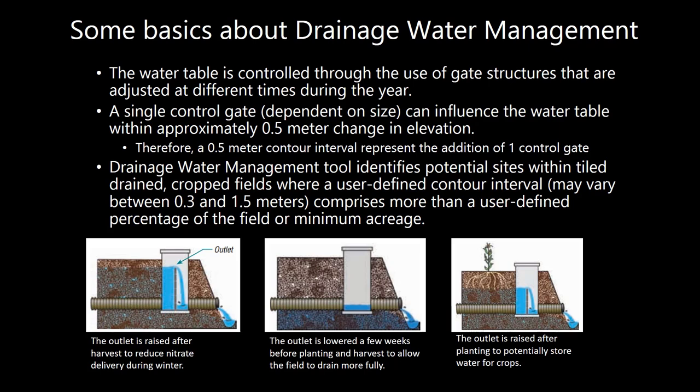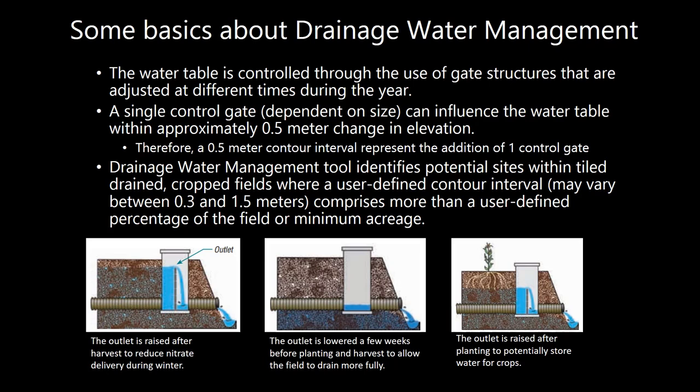One control gate can influence the water table within approximately a ½ meter change in elevation. The way the ACPF tool works is that they will only be sited within agricultural fields, that's the ISAG field equals 1, and if the field is likely to be tile drained, based on that tile drainage classification tool's results.